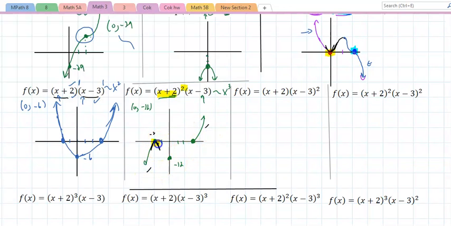The graph must cross through its intercept. And do you see that this is 0 right there, but the power is 1? That's like y equal x. Y equal x is a straight line. So around that 0, it's like a straight line, and then you curve it afterwards. And there it is.